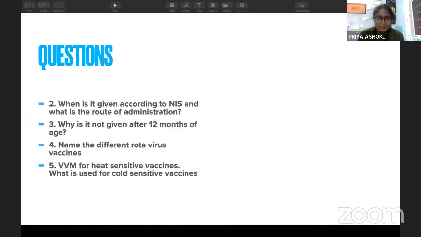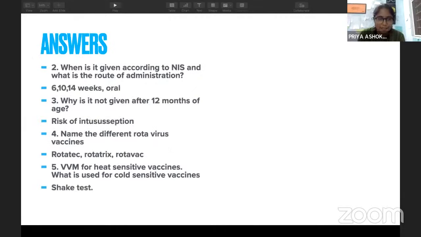You're right. So you've answered all five, right? Okay, so 6, 10, 14 weeks, oral, risk of intussusception. It's Rotateq, Rotarix, and Rotavac, and shake test is the answer. So you get all five.